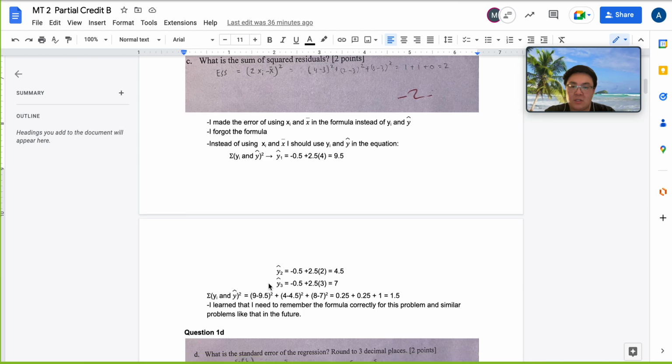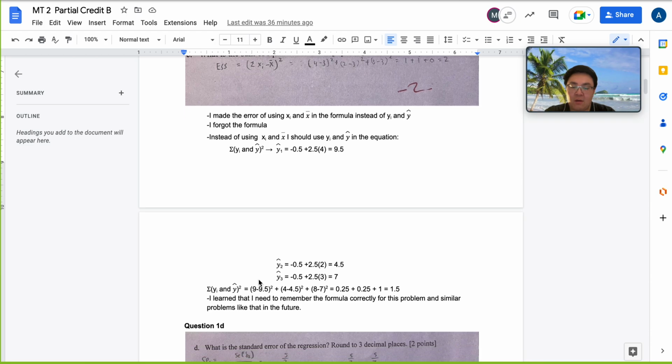When we plug it into the equation and do the algebra, we get 9 minus 9.5 squared plus 4 minus 4.5 squared plus 8 minus 7 squared, which would equal 0.25 plus 0.25 plus 1, which would equal 1.5.